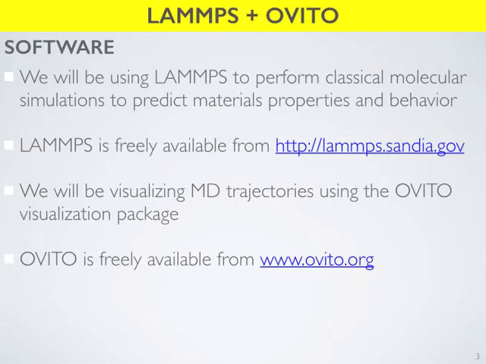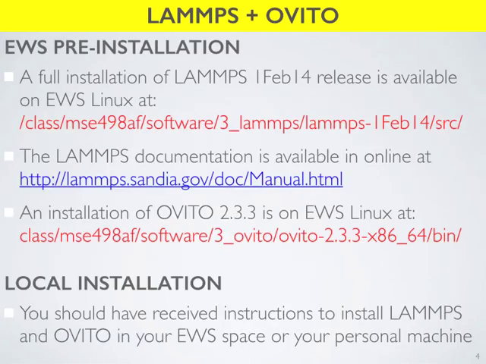So the software we're going to use, like we said, is LAMMPS, and the visualization package we're going to use is OVITO. And so the EWS pre-installation is available in a similarly horribly long path to where we found the Quantum Espresso executable. So what file can we change in order to save ourselves having to type this whole thing? bashrc. So let's do that together now.